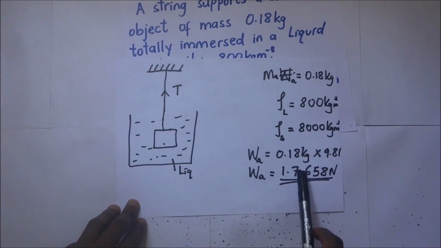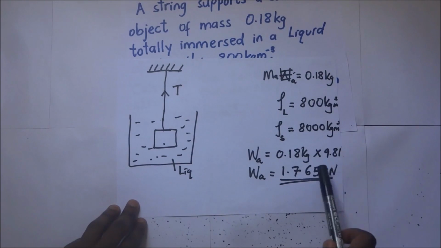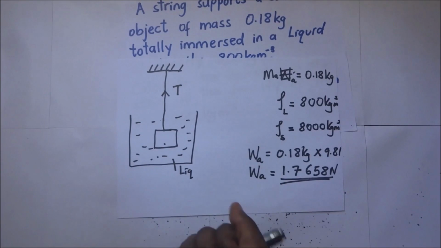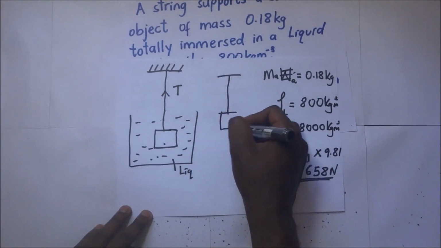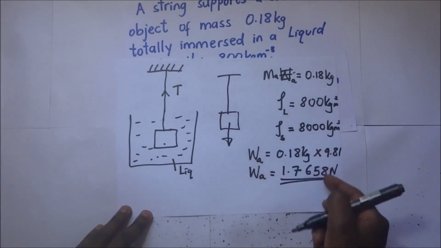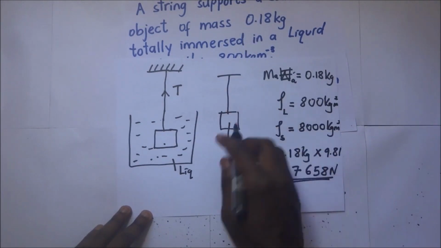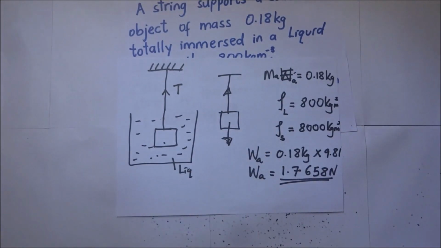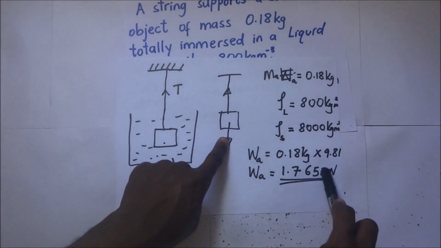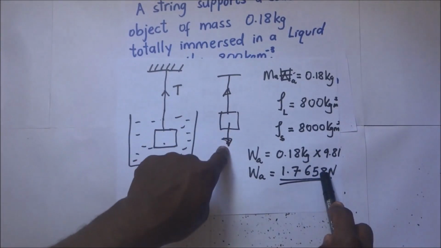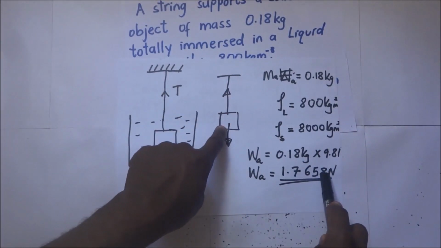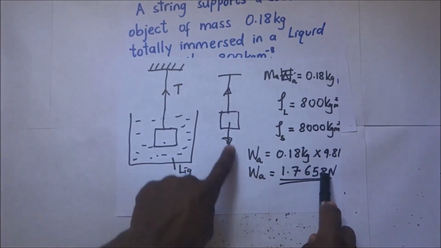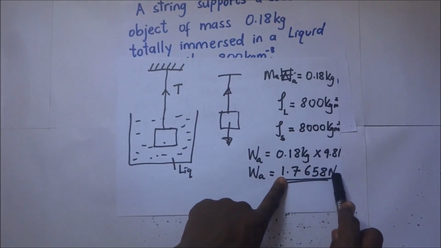Now this 1.7658 newtons would be the tension this string will be experiencing. Because let's face it, if this thing was in air like that alone, this is the weight of this thing as it's acting downwards. It means that the string is experiencing an equal but opposite force. So if this thing weighs 1.7658 newtons when it is in air, it means that if this body was dangling in air, the tension experienced in the string would be exactly 1.7658 newtons.